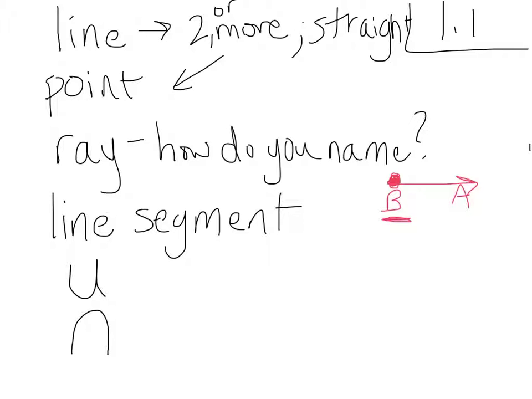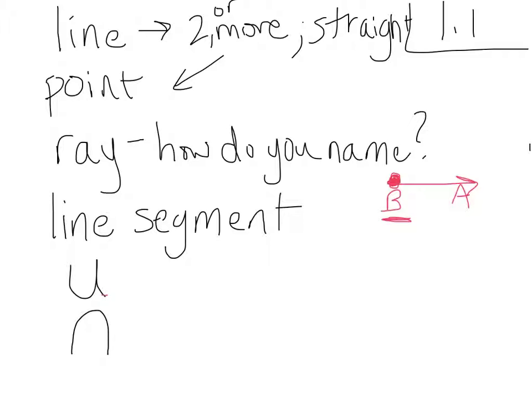What's the definition of a line segment? A line segment is a line that does not go on forever, in either direction. It has two endpoints.